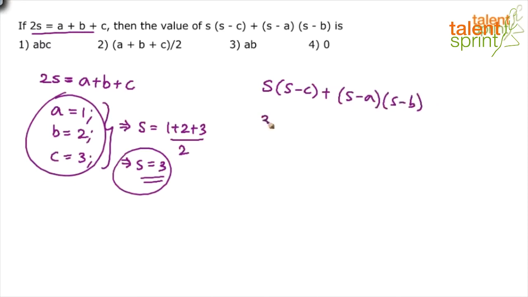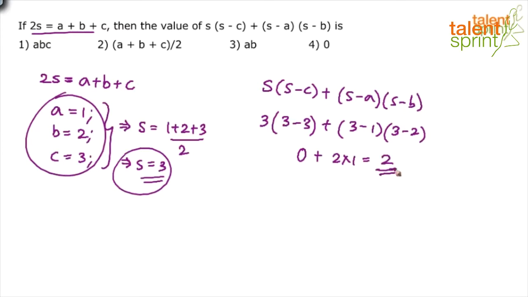See, we have got S equals 3. S minus C, so 3 minus 3, plus S minus A, so 3 minus 1, into S minus B, so 3 minus 2. So what happens? 3 minus 3 is 0, 0 into 3 is 0, plus 3 minus 1 is 2 into 3 minus 2 is 1. Overall, what do we get? 2. We have got the answer as 2. So according to the values that we had chosen, this expression results in 2. Now substitute the same values in the options as well and see which option gives you the result as 2.